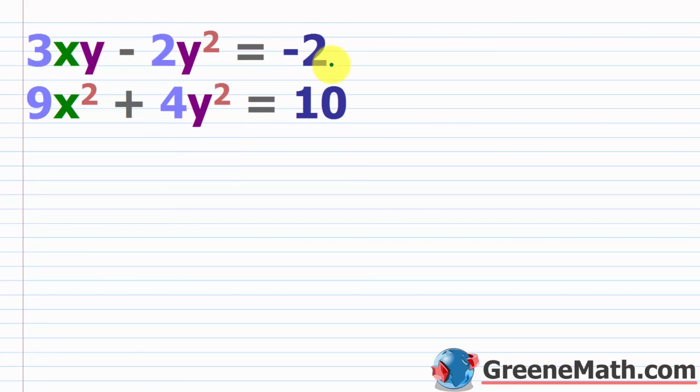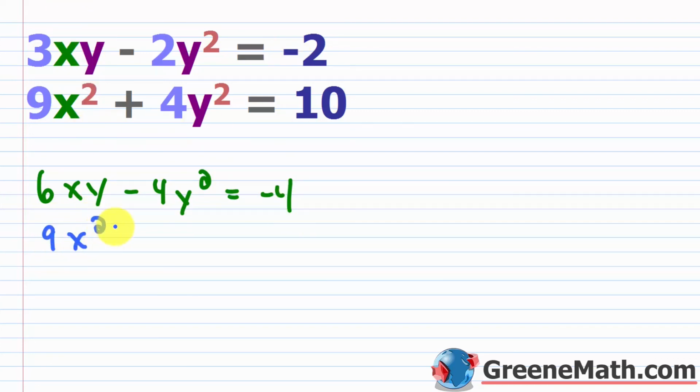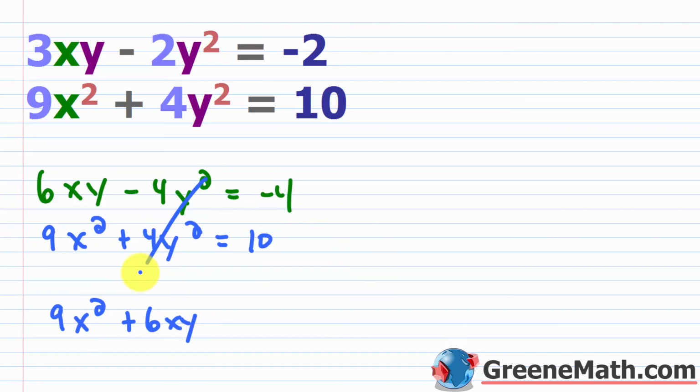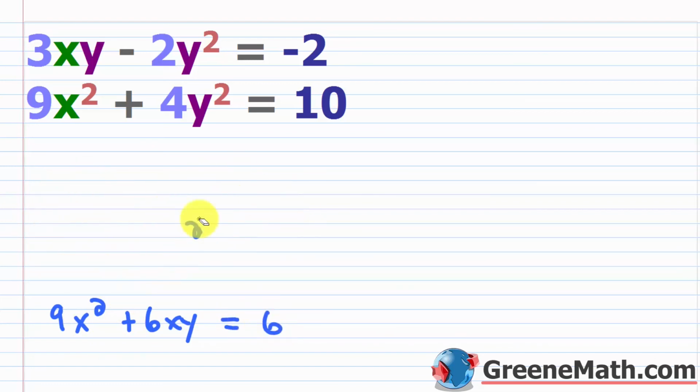So I'm going to multiply the first equation by 2. I'm going to have 6xy and then minus 4y squared equals negative 4. I just multiplied everything by 2. Let me write this one again: 9x squared plus 4y squared equals 10. If I add these two together, then I'd have 9x squared plus 6xy, and the y squared terms cancel, and it would be equal to 6. Now, before you go any further, realize that you could divide everything in this equation by 3. So 9 divided by 3 is 3.